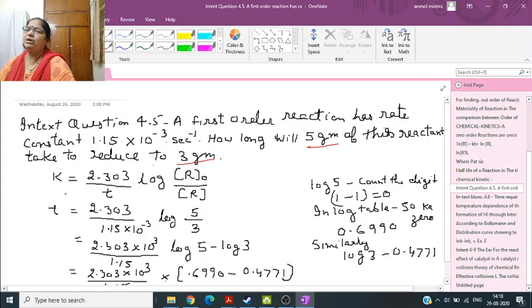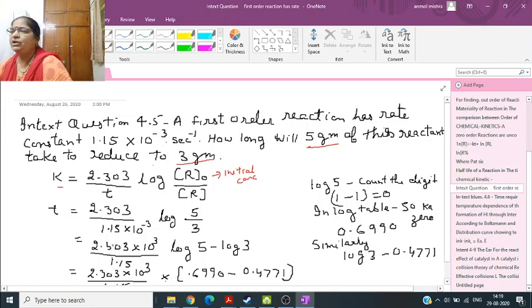So the formula for the first order reaction is K is equal to 2.303 by T log R0 by R. R0 is initial concentration and R is the final concentration. So and K, the value of K is given to you 1.15 into 10 to the power minus 3 per second. So T will be equal to 2.303 by 1.15 into 10 to the power minus 3 log 5 by 3. Now you should know how to find out log.